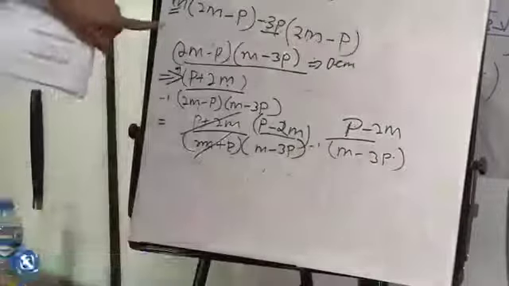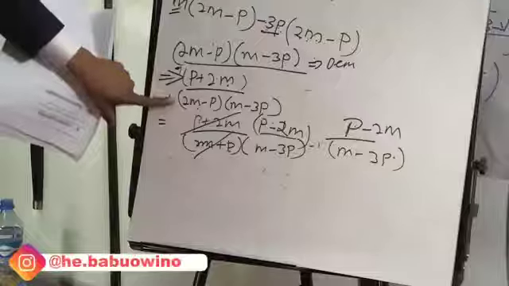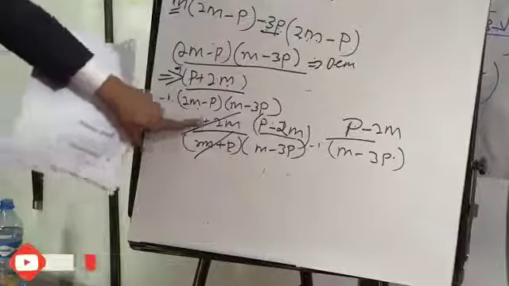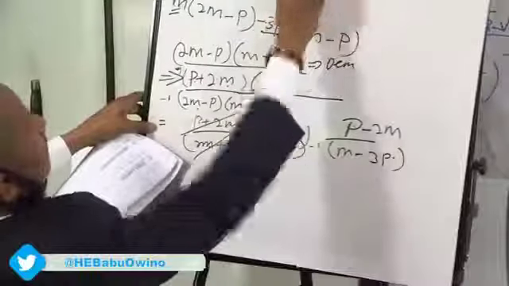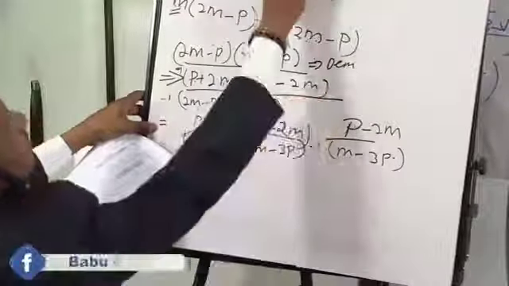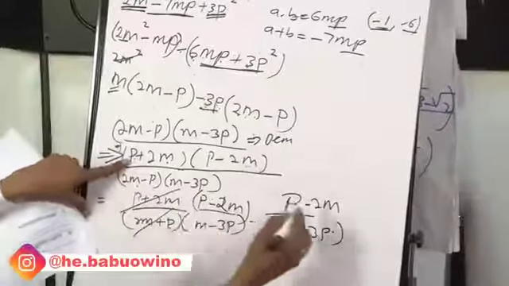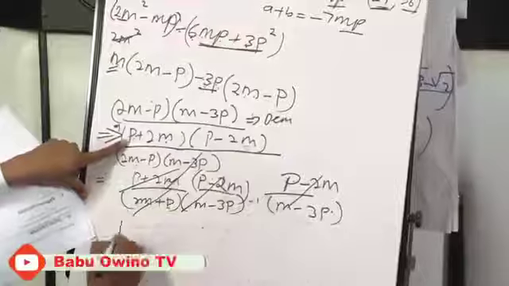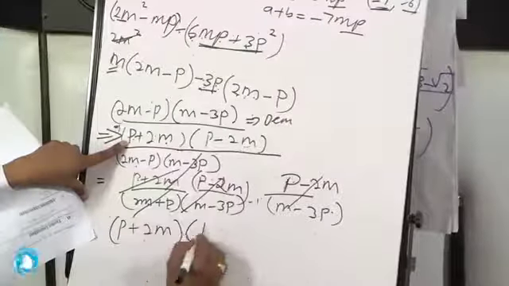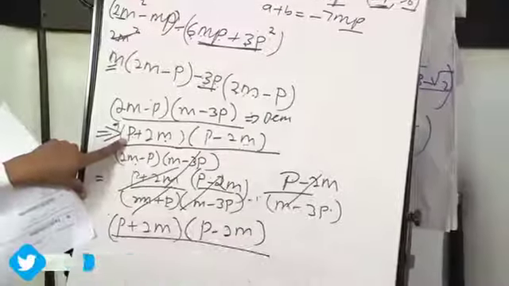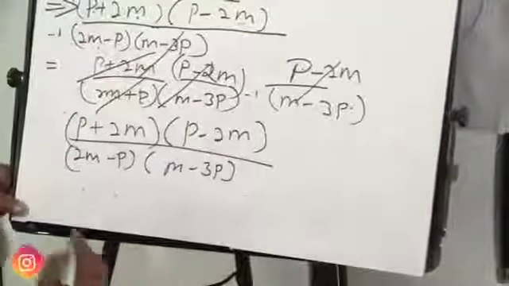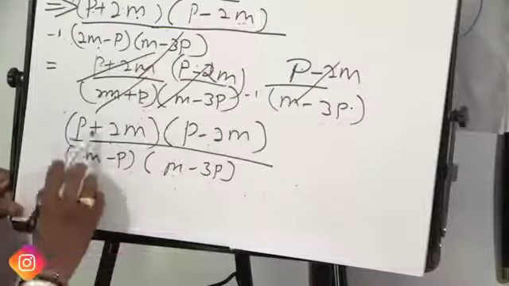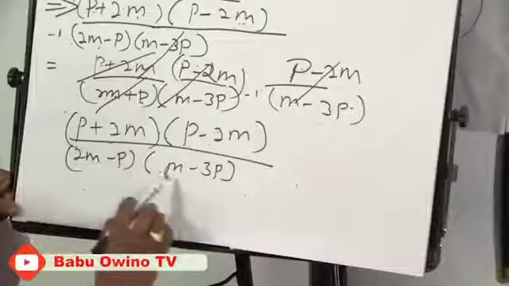So let me take you back a little bit because I've introduced a negative here. From here, p plus 2m, which is here, then p minus 2m, which is this part of the value. I only took one part, sorry for that. So we take both of them. We start from here: p plus 2m into p minus 2m divided by 2m minus p into m minus 3p. So you can clearly see from here, we have p plus 2m into p minus 2m divided by 2m minus p into m minus 3p.